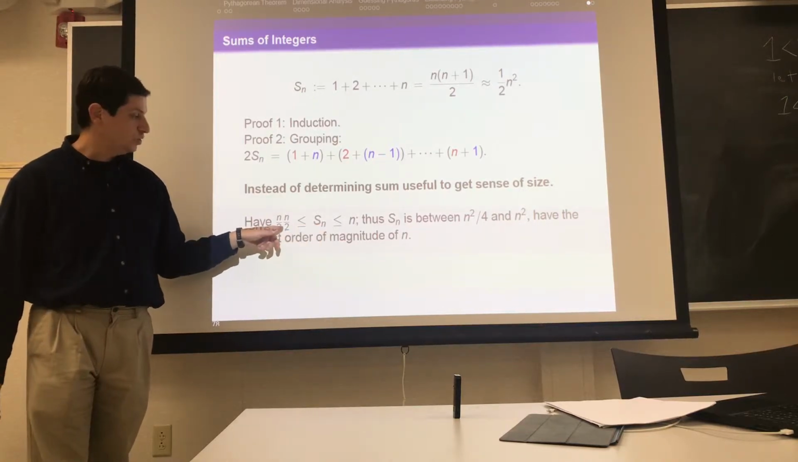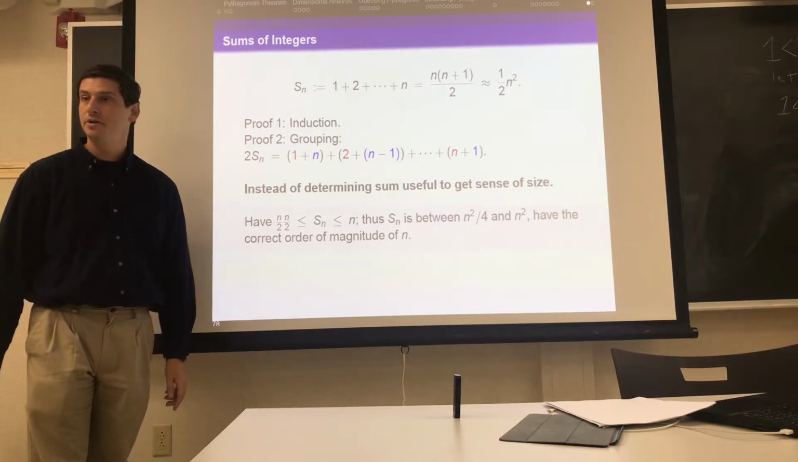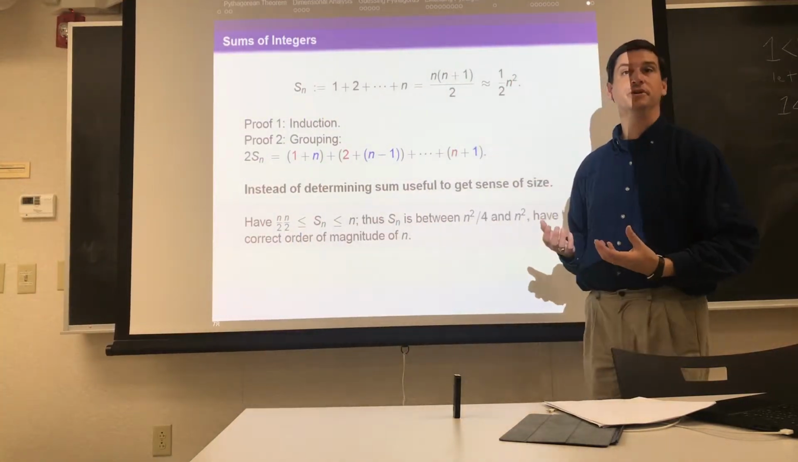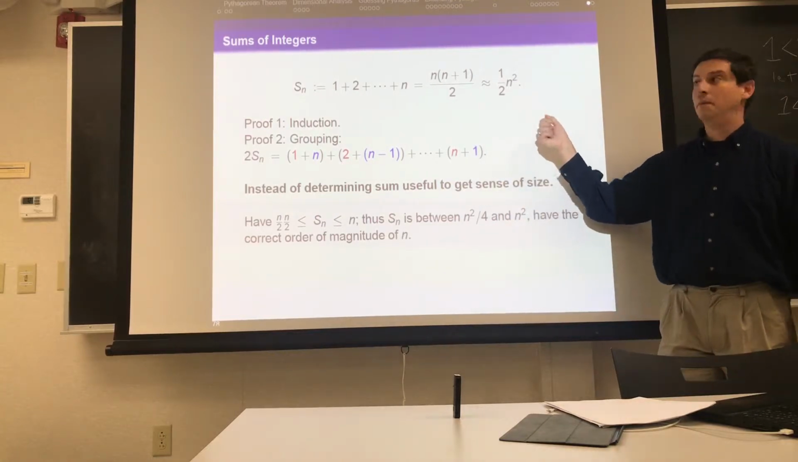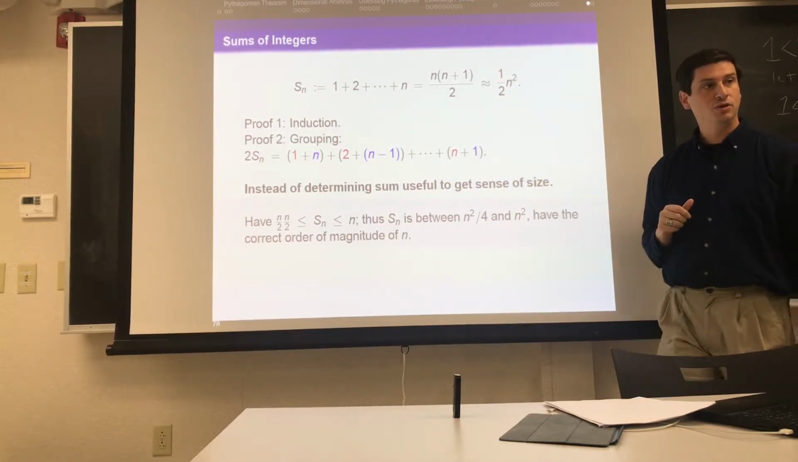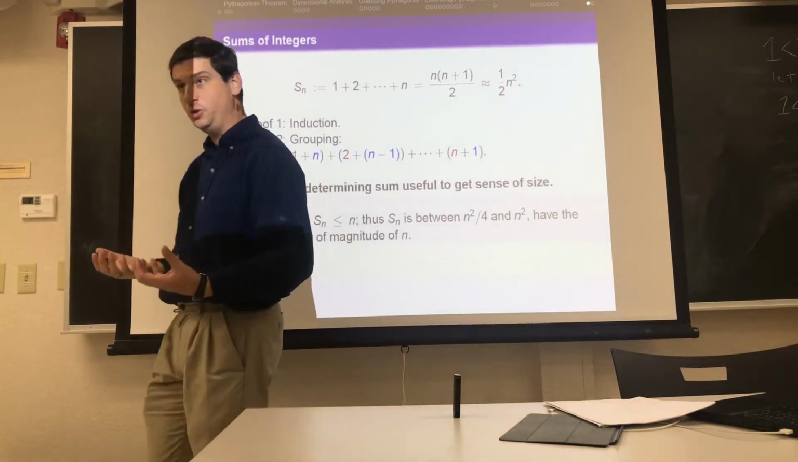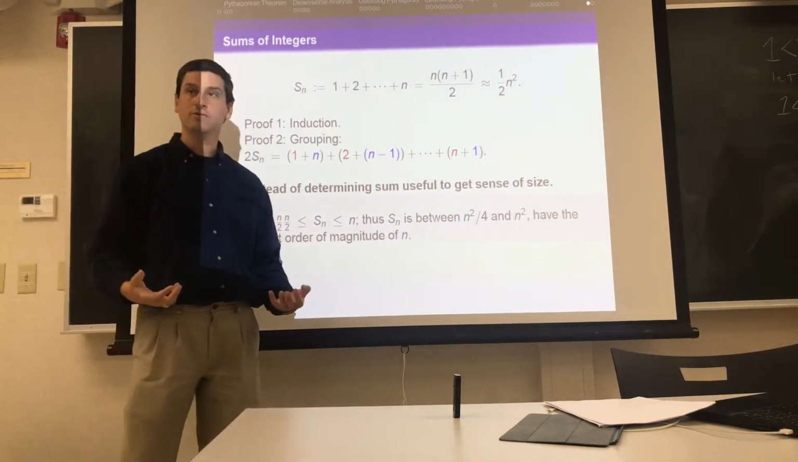We know it's somewhere between n squared over 4 and n squared. And that's not bad. For a lot of problems, you only care about the growth with the parameter. And we got that very fast. Much easier than trying to calculate what the sum was. You could now apply this if I gave you sums of squares or sums of cubes, and you could get a rough estimate of the growth rate.